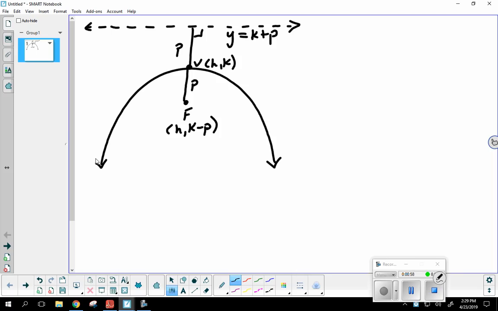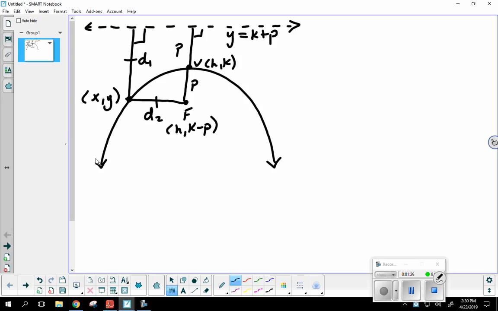Now, what we're going to do is choose just some random point on the graph. Let's say maybe a point right here. This is going to be my (x, y) coordinate. I'm going to connect it to my focal point, and connect it perpendicular to my directrix. We know from the definition of a parabola that this length should equal this length. Let's say this is distance 1, and this is distance 2.